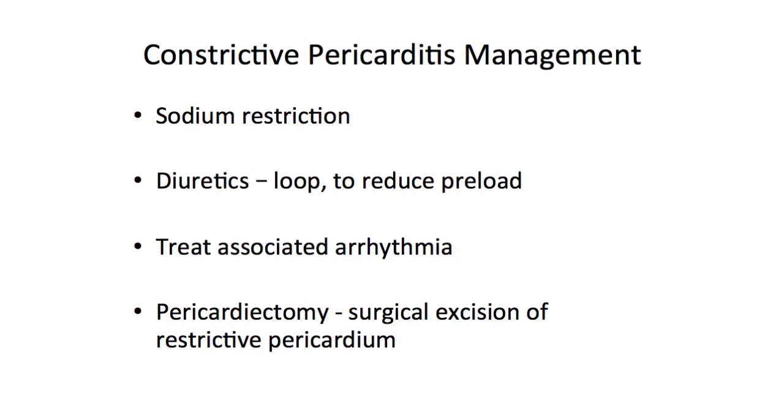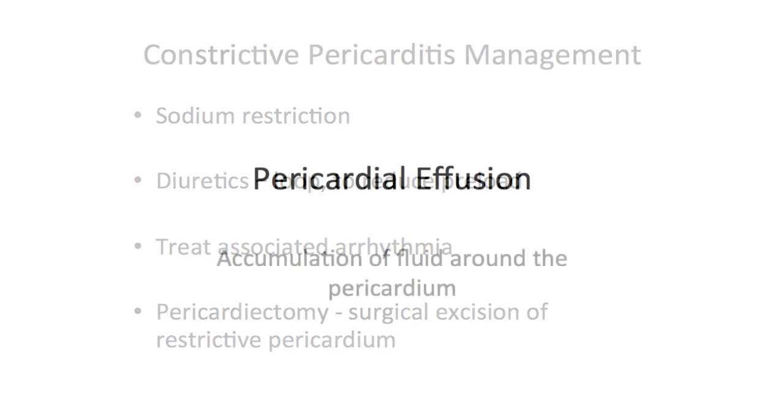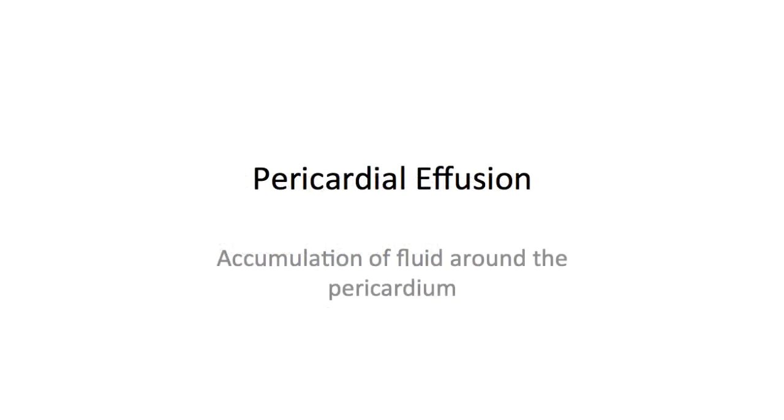Management of constrictive pericarditis includes sodium restriction, diuretics, especially loop diuretics, to reduce preload, treatment of associated arrhythmias, and a pericardiectomy, which is a surgical excision of the restrictive pericardium. Next, we will discuss pericardial effusion.